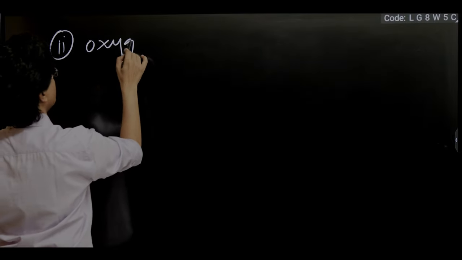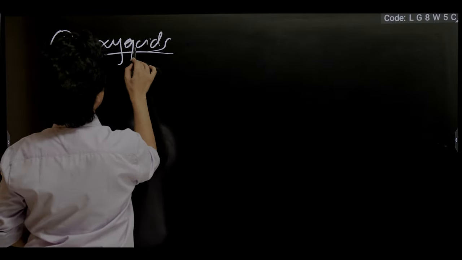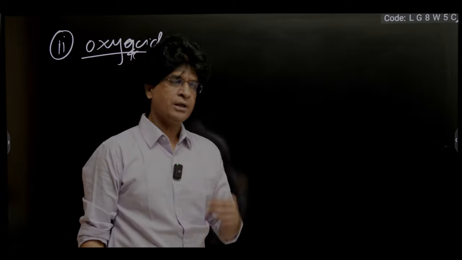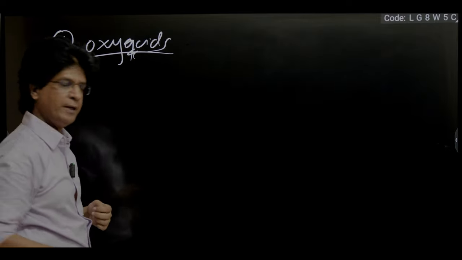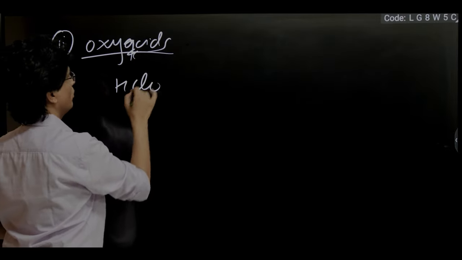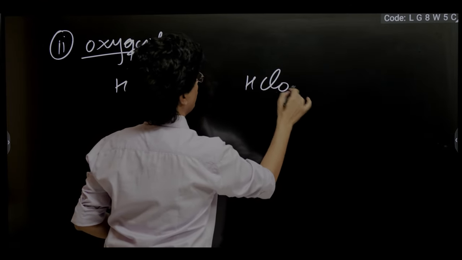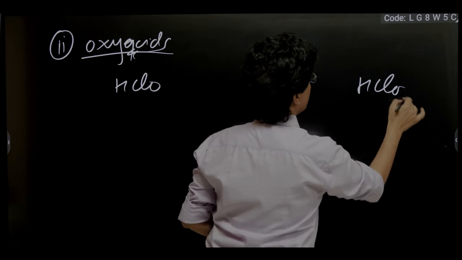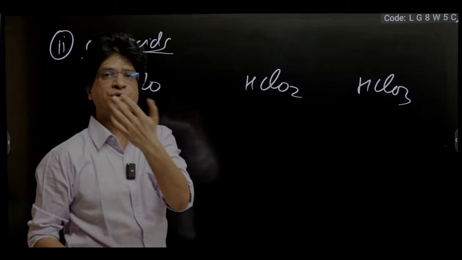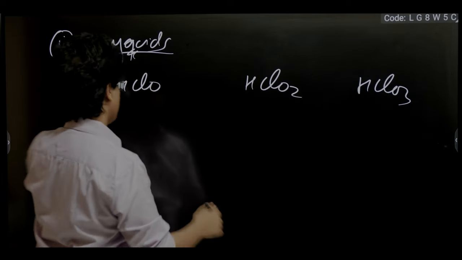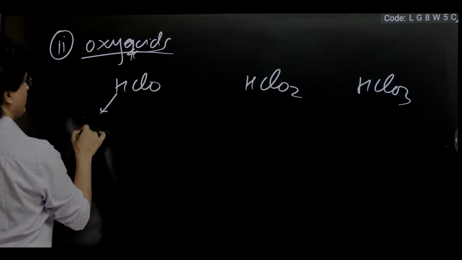For the case of oxyacids. And now what are oxyacids? The acids which contain oxygen. You know? Like say HClO, let's say HClO2 and let's say HClO3. So again here you need to know the structure if possible. Okay, otherwise we can do it like this, it will be plus 1.